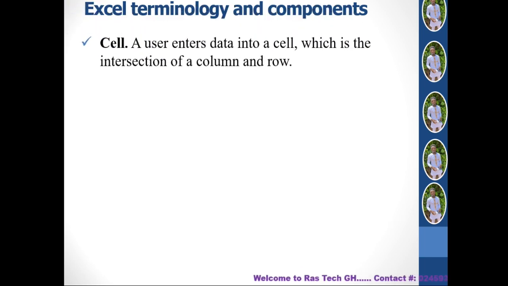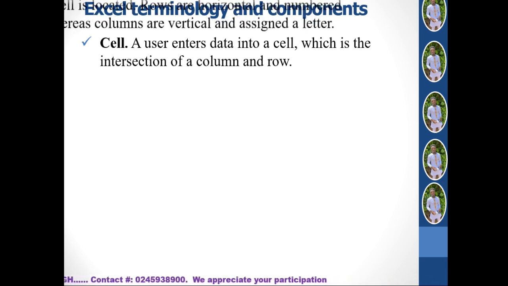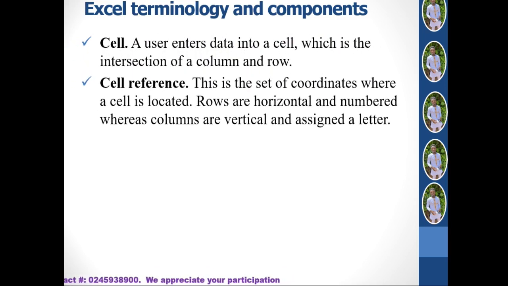Now, cell. As I was saying, a user enters data into a cell, which is the intersection of the row and columns. So the intersection of row and column is called what? A cell. And then cell reference. What is a cell reference? This is the set of coordinates where a cell is located. Rows are horizontal and numbered, whereas columns are vertical and assigned a letter. That is the cell reference. That is the meaning of that, right?